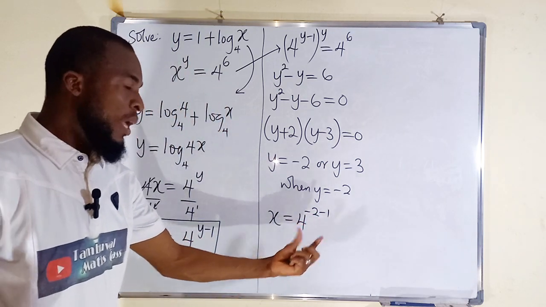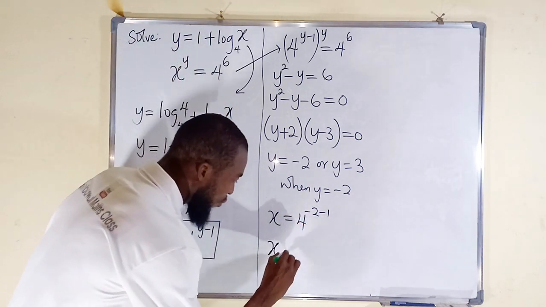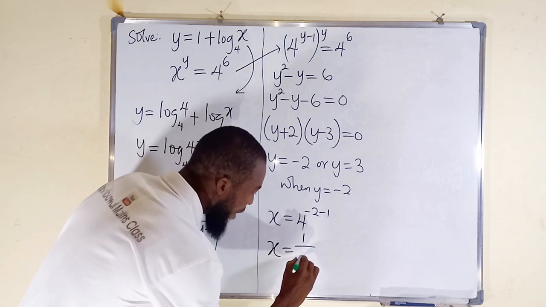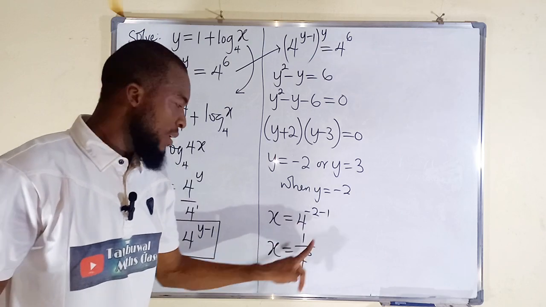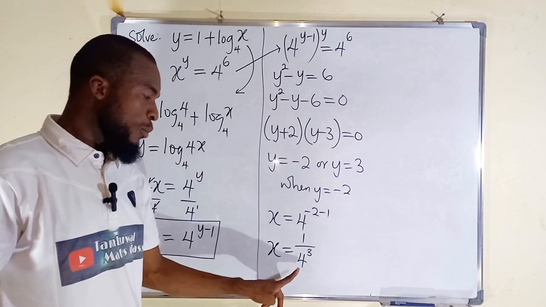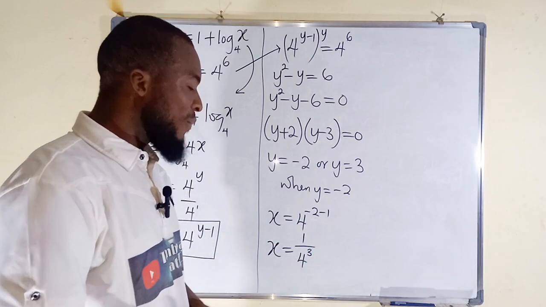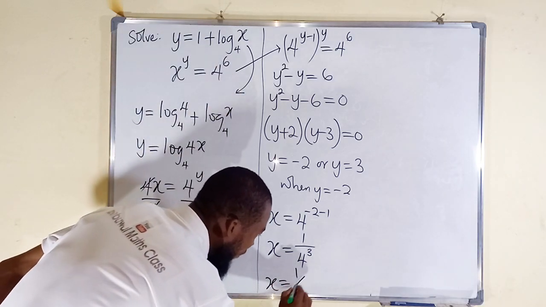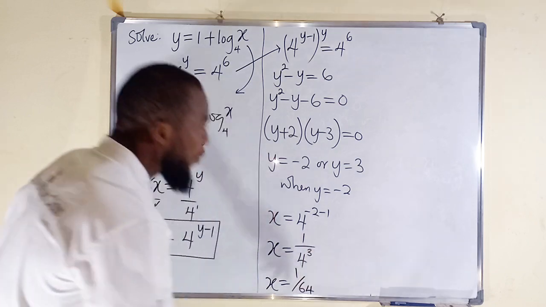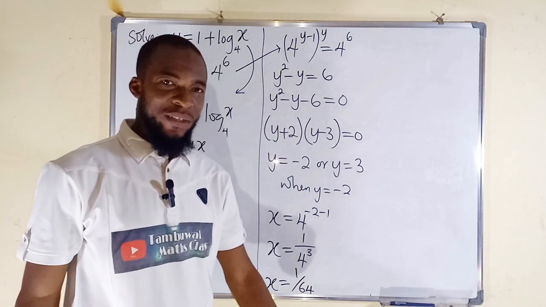But y is negative 2, so y minus 1 is negative 3. And you can express it as 1 divided by 4 to the positive 3, because this is negative 3. You can transform it in this form. But 4 to the power of 3 is 64. Therefore, x is equal to 1 divided by 64 when y is negative 2.